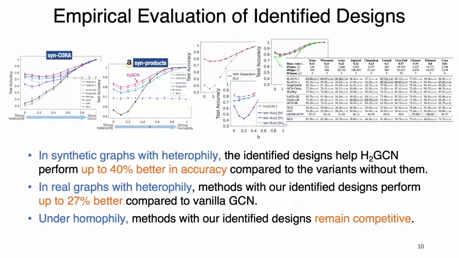We find that in synthetic networks, the identified designs helped H2GCN perform up to 40% better in heterophily compared to the variants without them. In real networks, we also observed that methods with these designs perform up to 27% better compared to vanilla GCN while maintaining competitive performance in homophily. These findings confirm our theoretical analysis and support the effectiveness of the designs.